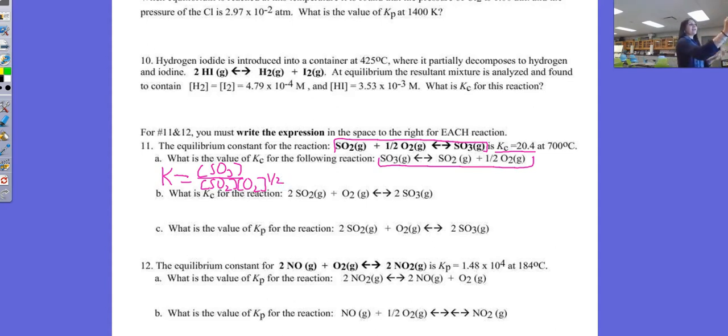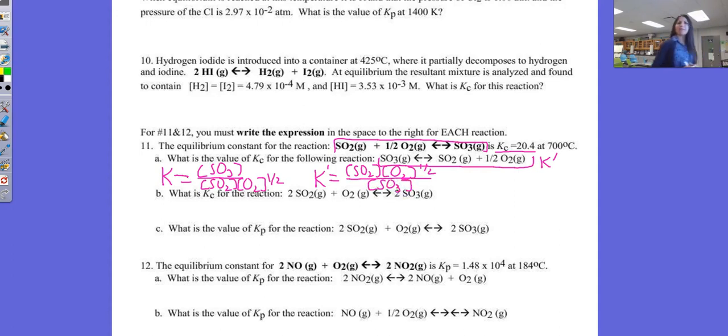Now, if I call this K prime, so a new K, just a second K or K2, whatever you want to call it. Then the K for this one, if you write this out, K prime is equal to the concentration of SO2 times the concentration of O2 to the 1/2 divided by the concentration of SO3.